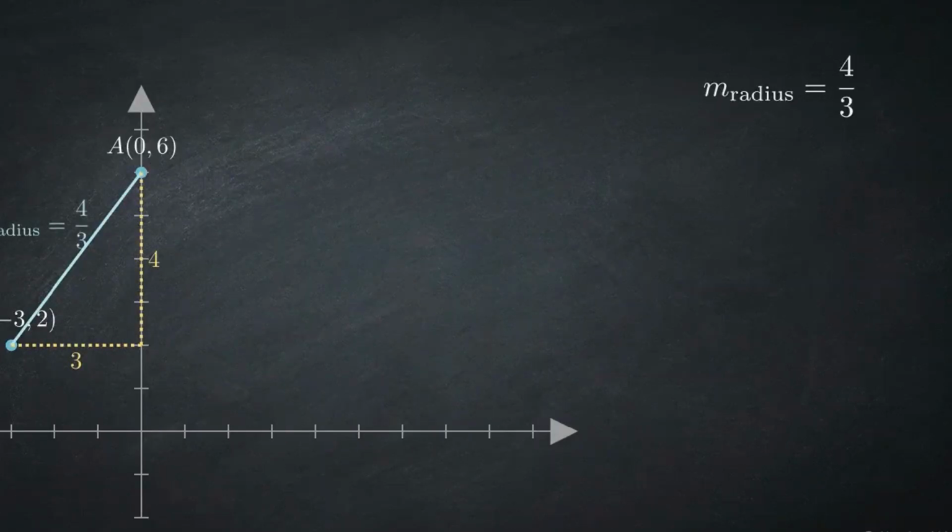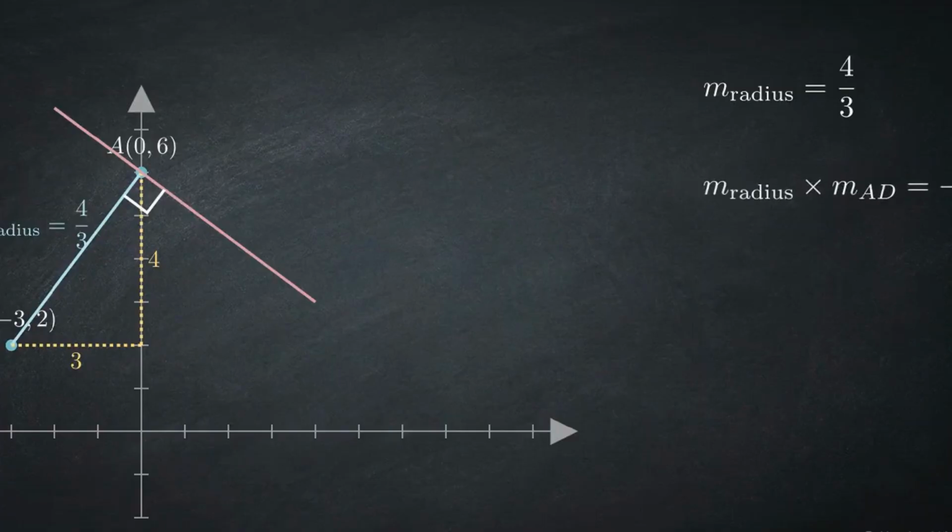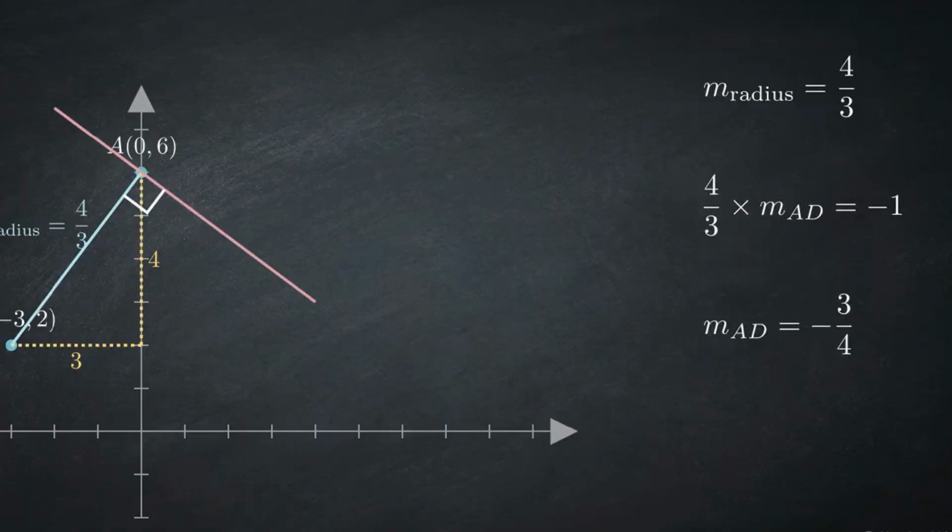To reach our final angle, we need the gradient of the tangent line AD, which has a different orientation than the radius. Geometry tells us that a radius is always perpendicular to the tangent at the point of contact. This means the product of their gradients must be −1. We take our radius gradient, find its negative reciprocal, and arrive at a tangent gradient of −3/4.